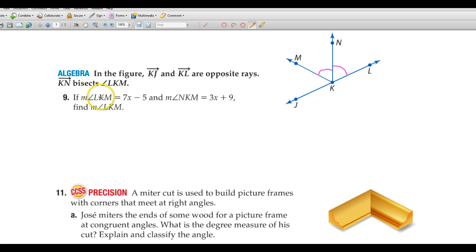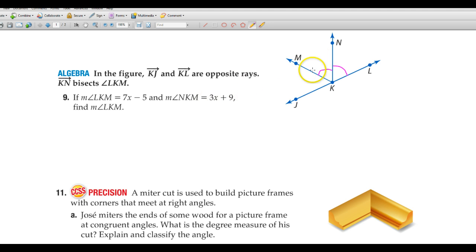So in 9, if the measure of angle LKM is 7x minus 5, and the measure of angle NKM is 3x plus 9, find the measure of angle LKM. So we need some sort of equation here to solve for x, then we can substitute it back in here and figure out the measure of this angle. So NKM, let's talk about that. NKM would be half of LKN because KN bisects LKN, so it splits it in half. So this angle and this angle over here are congruent.